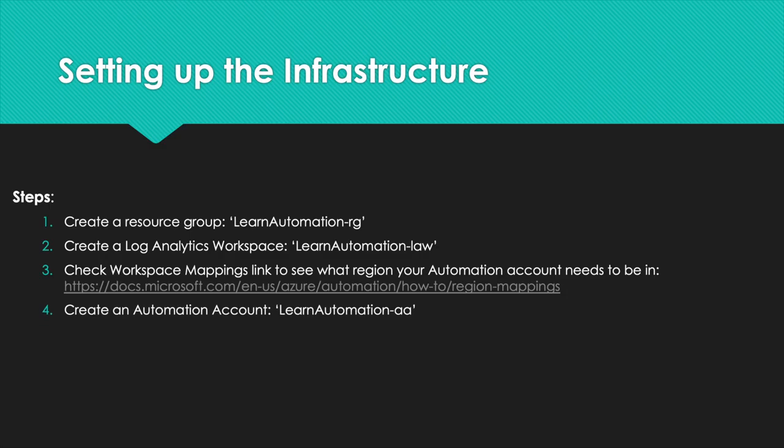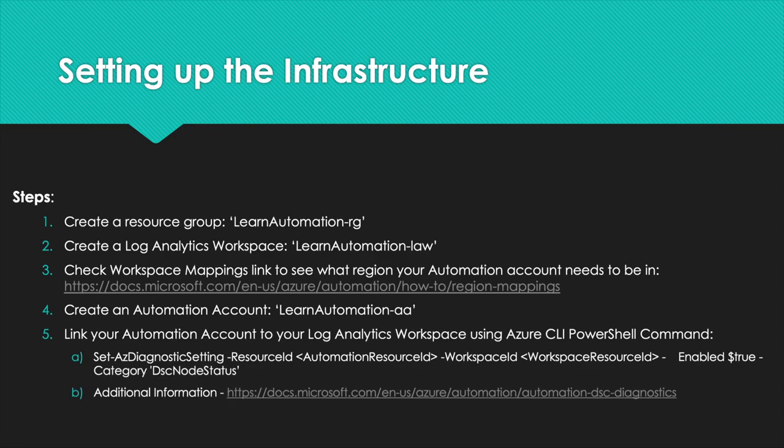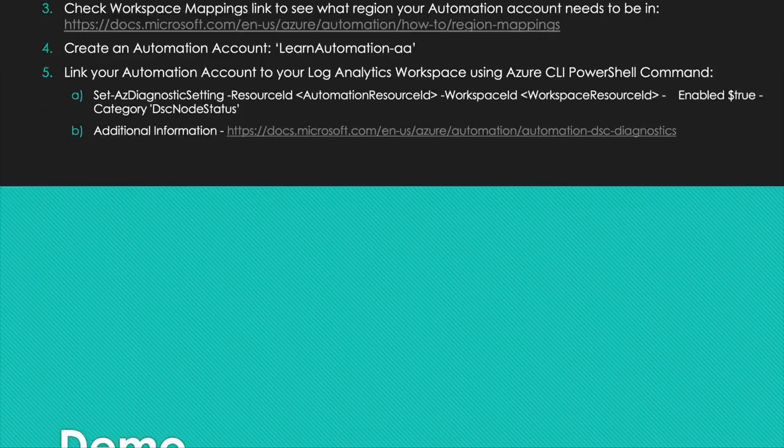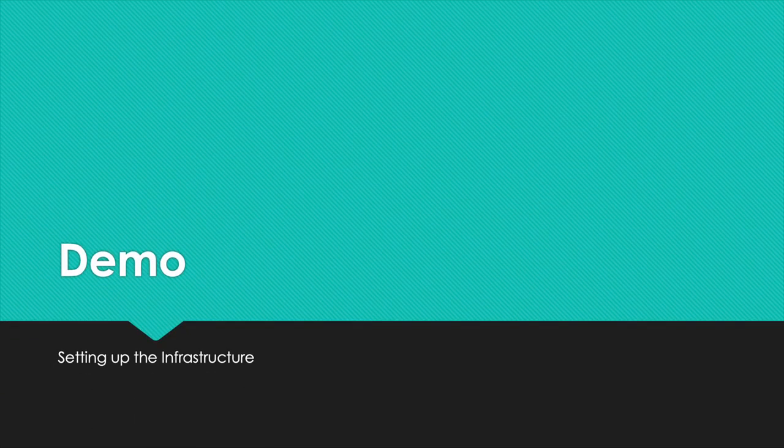Then we'll create the automation account once we know which workspace mapping we need. And finally, we'll be linking the automation account with the Log Analytics workspace using a short command within the Azure CLI. Okay, now that we know exactly what we need to do to get started with Azure Automation, let's go in and actually run through the setup of that infrastructure that we just talked about.